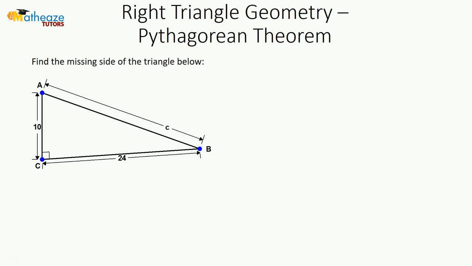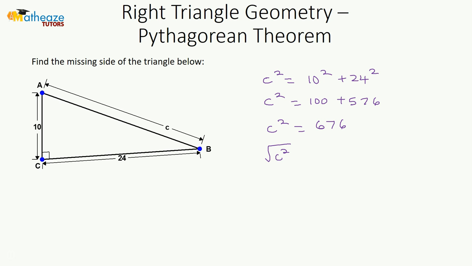Let's look at this other example here. In this triangle ABC, Pythagorean theorem tells us that C squared is equal to 10 squared plus 24 squared. So C squared is going to be 100 plus 576. C squared is equal to 676. So we take the square root of both sides to get the value of C. So C is equal to 26.